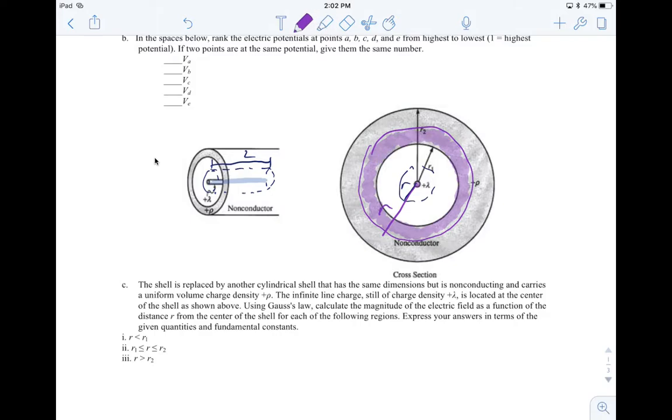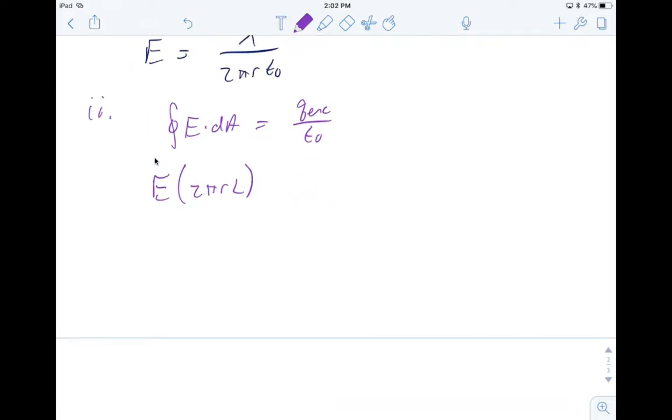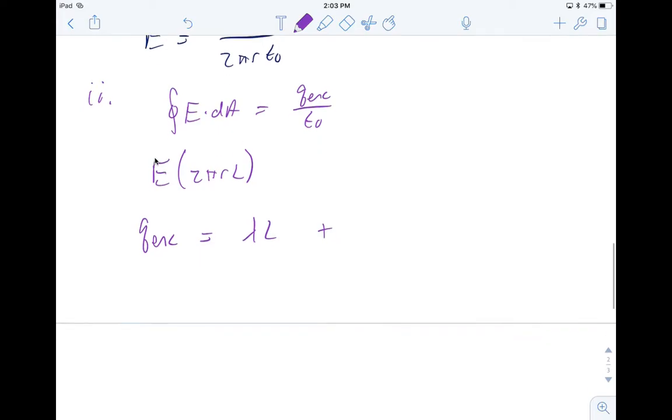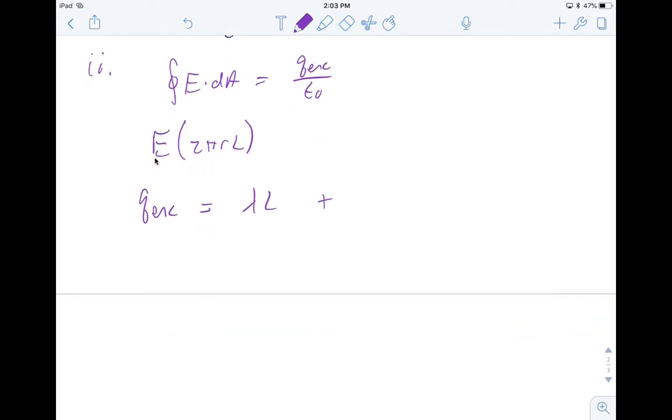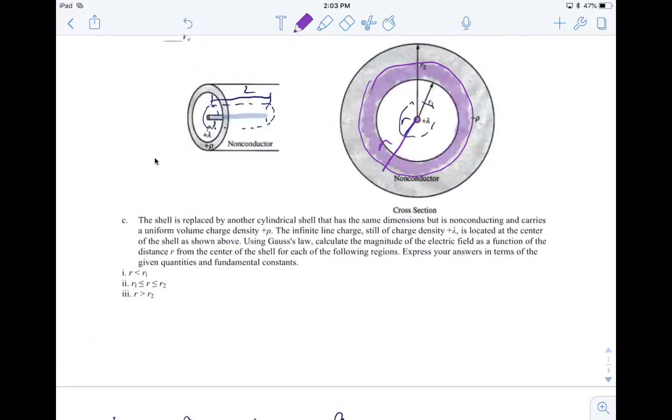So to write that out, we're going to have E 2 pi RL. Okay, so Q enclosed is going to equal lambda L plus the sum of that volume charge density, rho, which they give us, times some volume. Okay, what volume do I want? I just want the volume that's shaded purple right there.